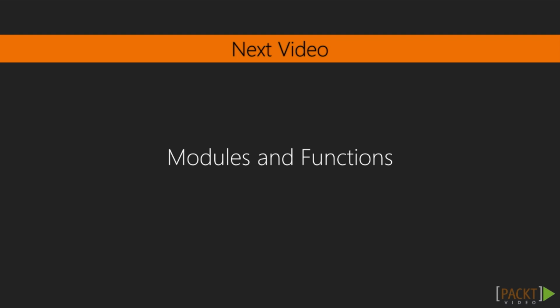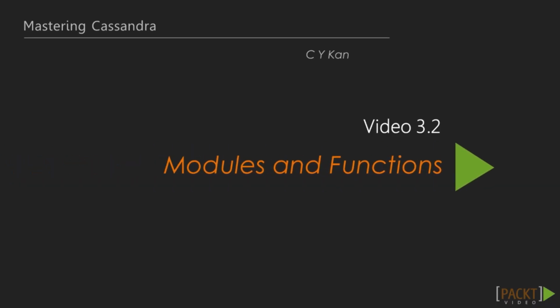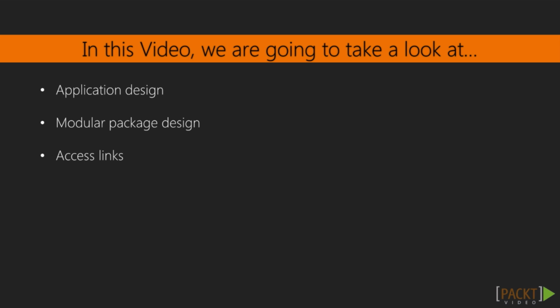Now we've drafted out the major functions that Cassandra Web Trader would provide. Next, we'll design the modules and functions. Welcome to the second video of this section, Modules and Functions. In the last video, we listed out the major functions of the application. In this video, we'll design the logical architecture of the application. We'll then look at modular package design and the URLs of the web application functions.